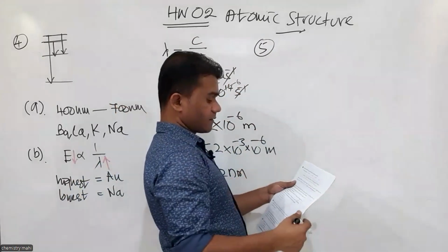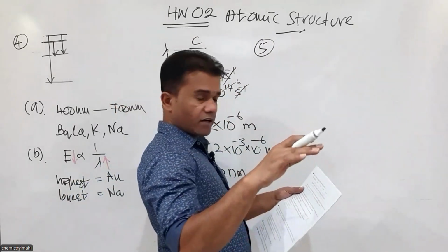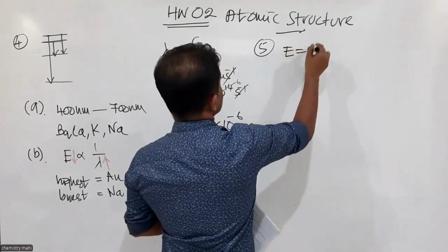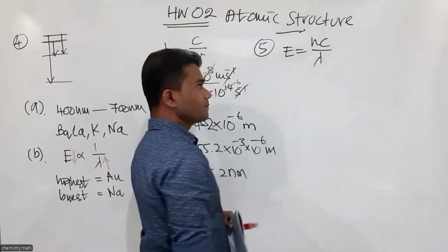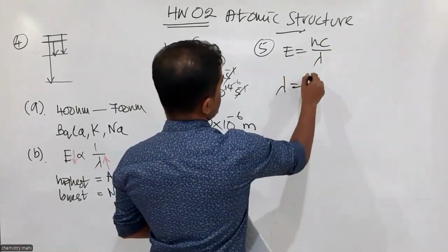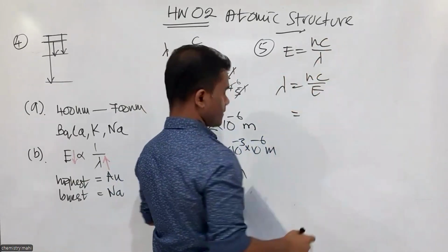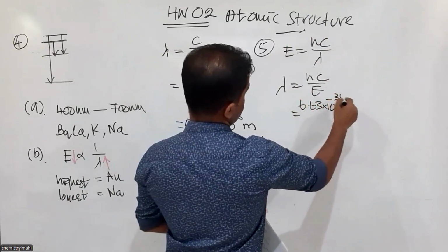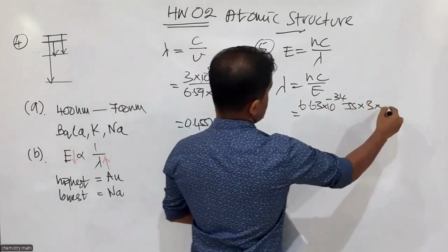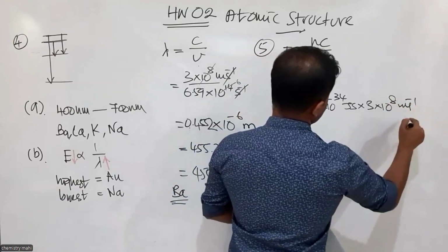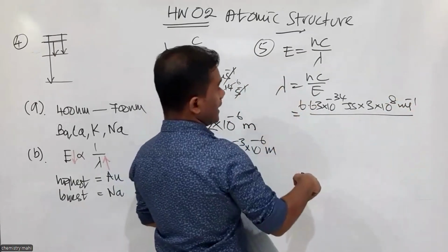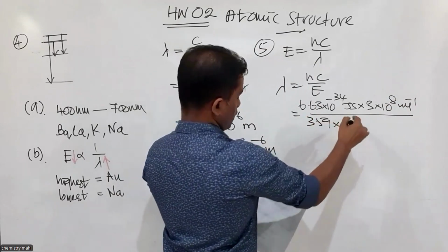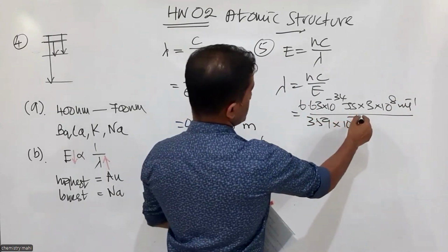But in this case, what is given? Lambda is available in centimeters, but energy is given. Then you need a relationship between wavelength and energy. Using the energy given, you can find the wavelength like this. h is 6.63 times 10 to the power of minus 34 joule second, c is 3 times 10 to the power of 8 meter per second, then the energy given is 3.59 times 10 to the power of minus 19 joule.